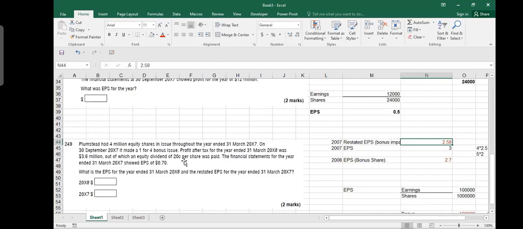This line was given to confuse. Doesn't matter. So far, when we were calculating EPS, did we ever try to think about whether we gave a dividend or not? We don't. The financial statements for the year ended 31st March 2007 showed an EPS of 0.70. So last year EPS was 0.70.